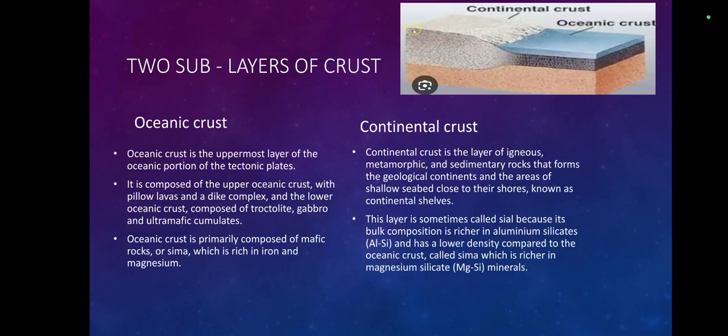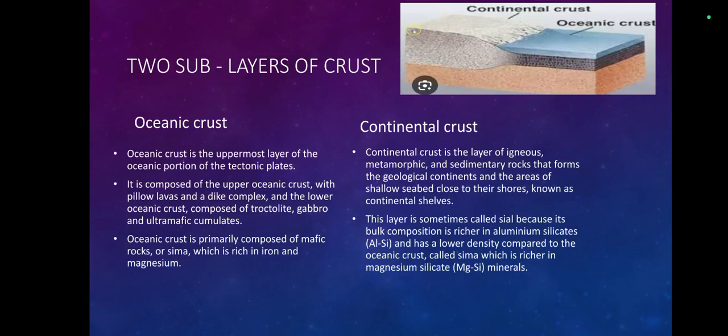Oceanic crust is the second layer of the crust. It is made up of silica and magnesium. It was earlier called sima, as it is rich in iron and magnesium. The layer is approximately 7 to 10 kilometer thick. The density of this layer is 2.9 gram per cubic centimeter to 3.3 gram per cubic centimeter. In this layer, basalt and gabbro rocks are mainly found.